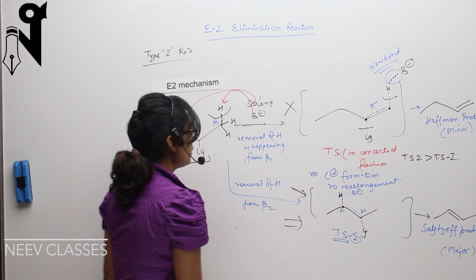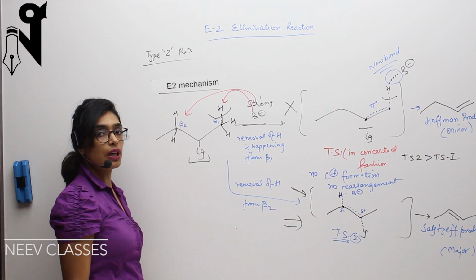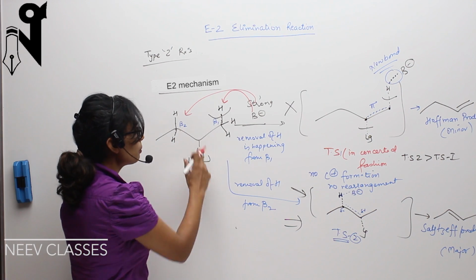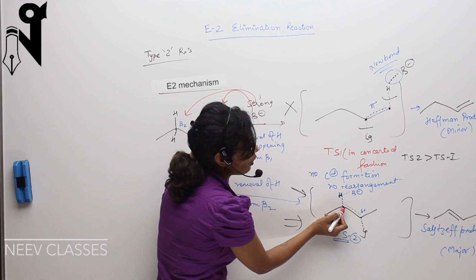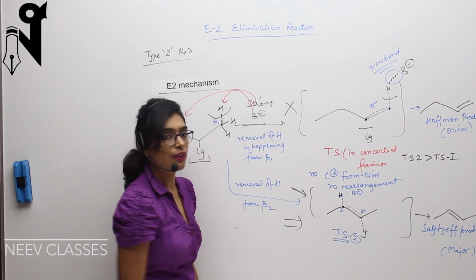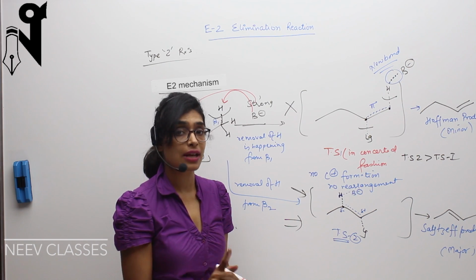Similarly, if the removal is happening from the beta 2 position, in that case the bond between beta 2 carbon and hydrogen will be breaking, and the bond between leaving group and carbon would be breaking, whereas a new pi bond would be forming between the beta carbon and the alpha carbon, and the final product formed would be the Saytzeff product. So this is a single step reaction.